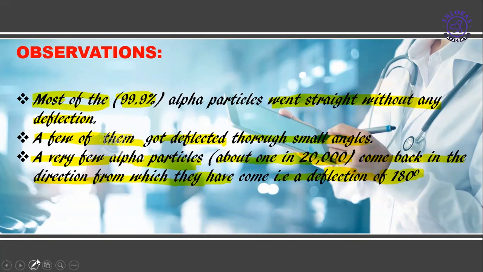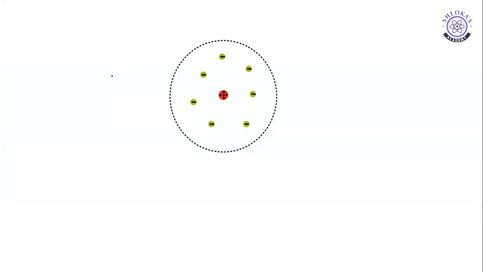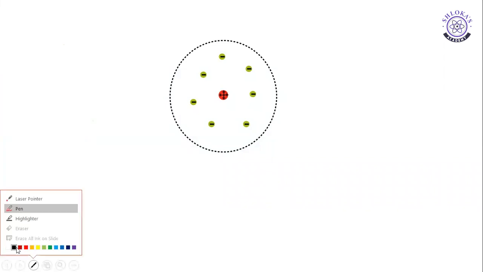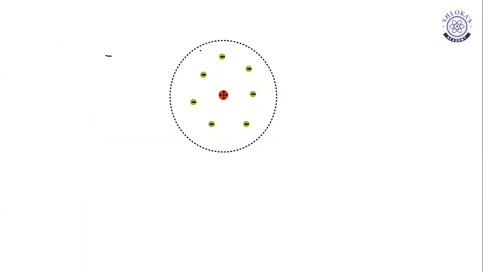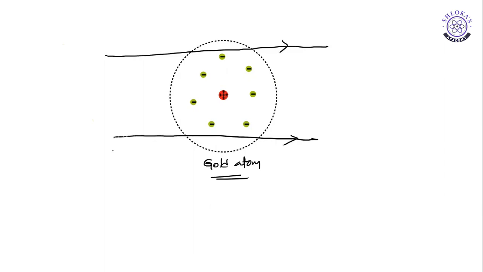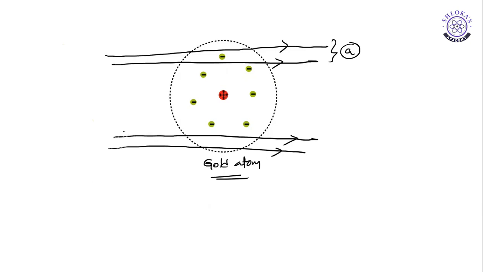Now, by using these observations, we should discuss the conclusions. Once again, I will discuss these observations with conclusions. What was the first observation made by them? Most of the alpha particles are passing through the gold foil. This is one atom of gold. Most of the alpha particles are passing through this gold atom without any deviation, means they are passing straight. This is the first category, drawn from the first observation.